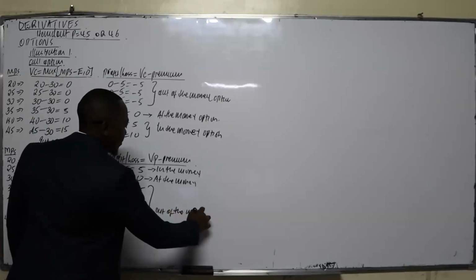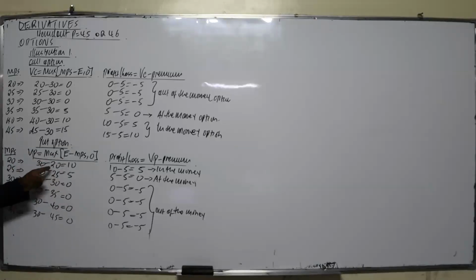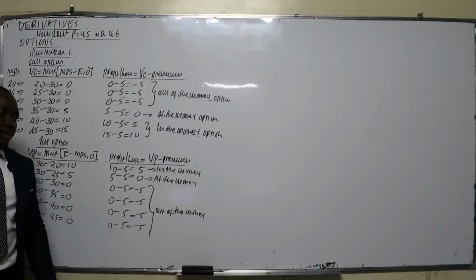What does it mean? If you are the seller, you only gain when the market price is 20, because you are selling at 30 while the market price is 20. But assuming the market price is 45 and you are exercising at 30, definitely you are selling below the actual market price, so definitely you make a loss. Good.